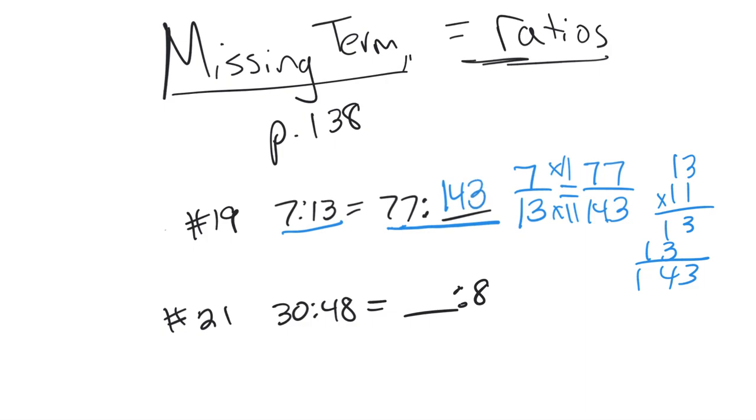And let's look at this one. We got 30 over 48 is equal to something over 8. And this one, instead of multiplying, we're getting smaller. So we're going to divide 48 by 6. And we have to do that also to the other number. So 30 divided by 6 is 5. So the missing number is 5.